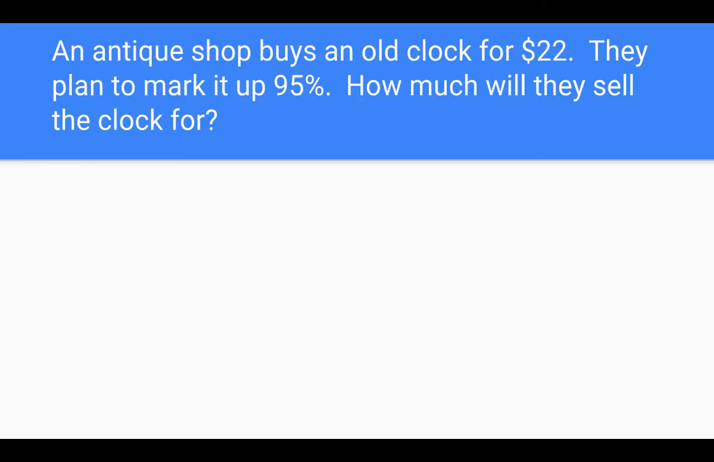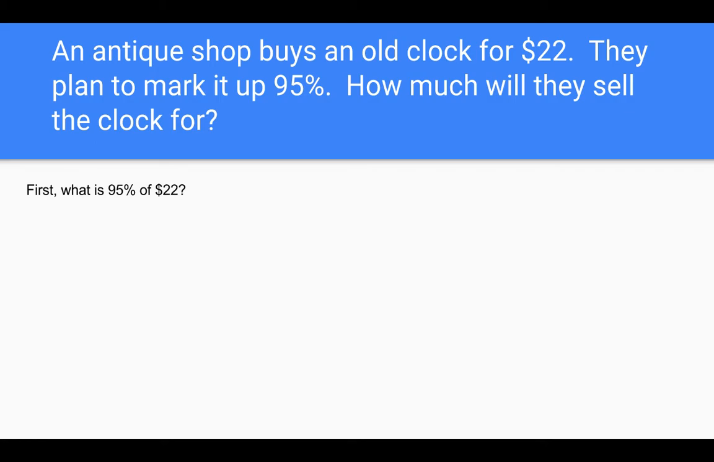Here's another example. An antique shop buys an old clock for $22. They plan to mark it up 95%. How much will they sell the clock for? So again, they bought the clock for $22, but they want to make some money on it. They want to make 95% profit, which is a pretty big profit.